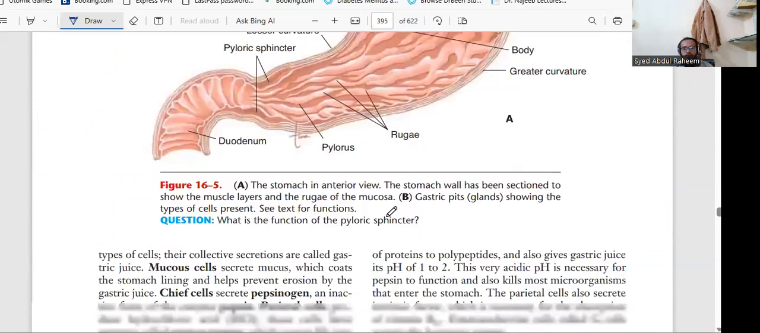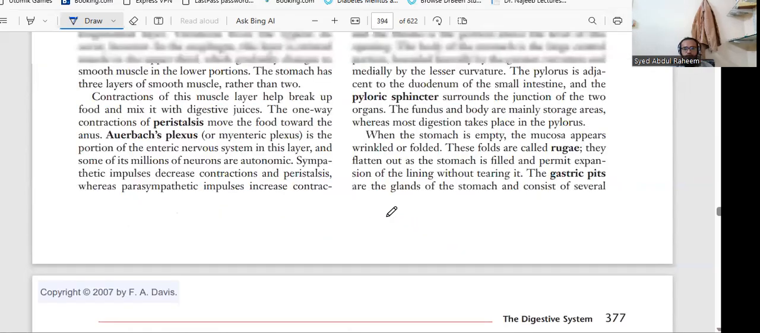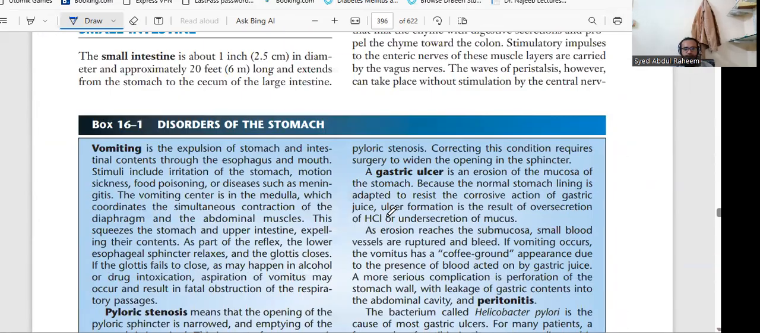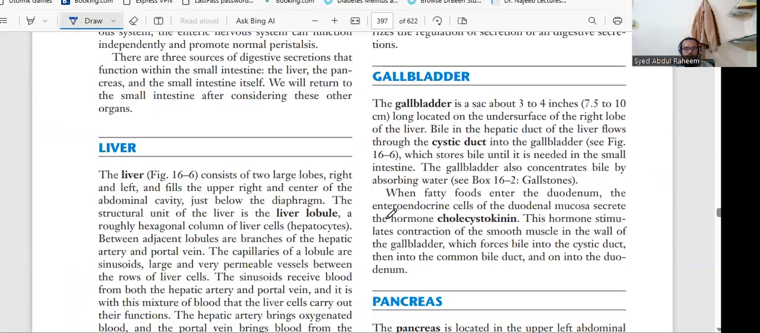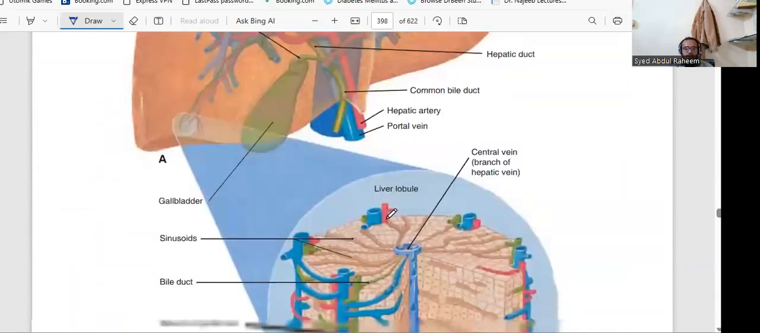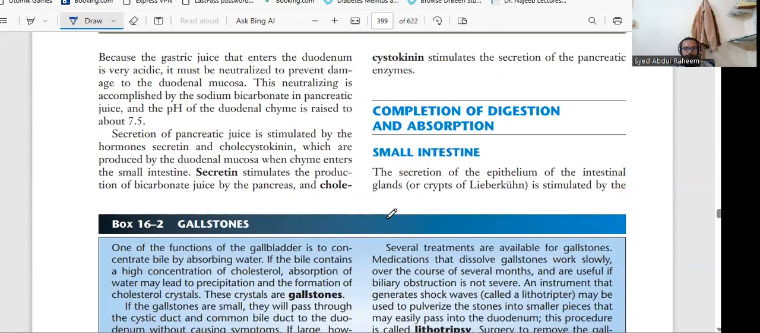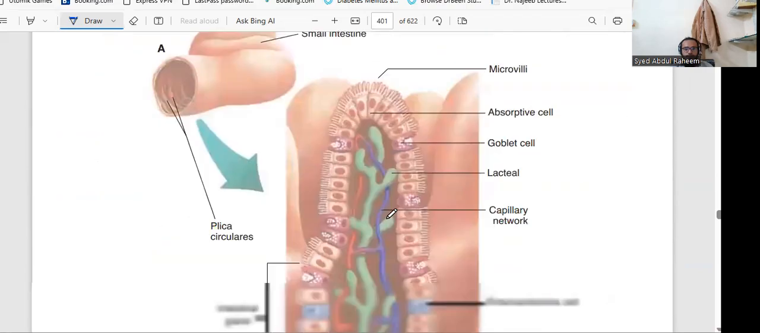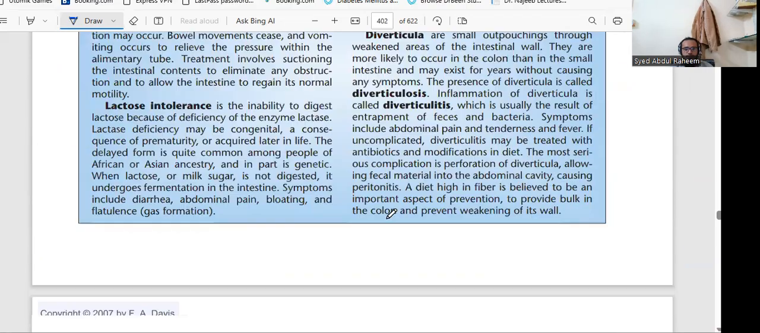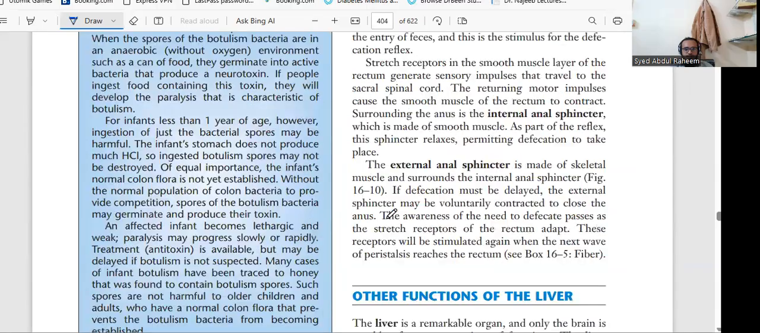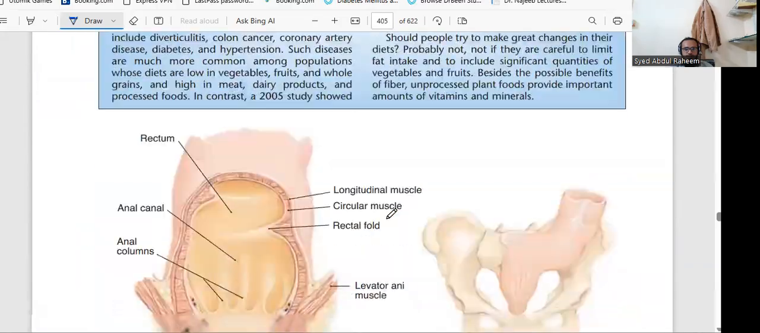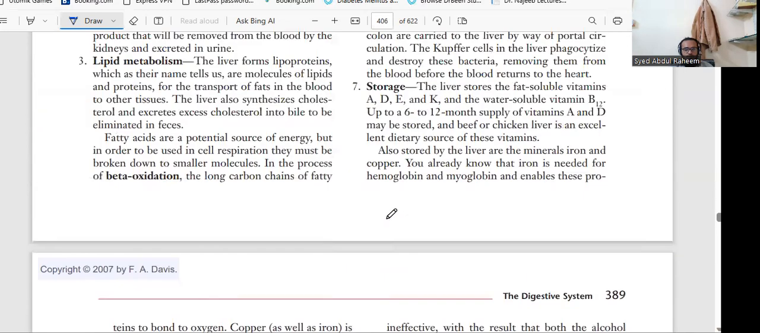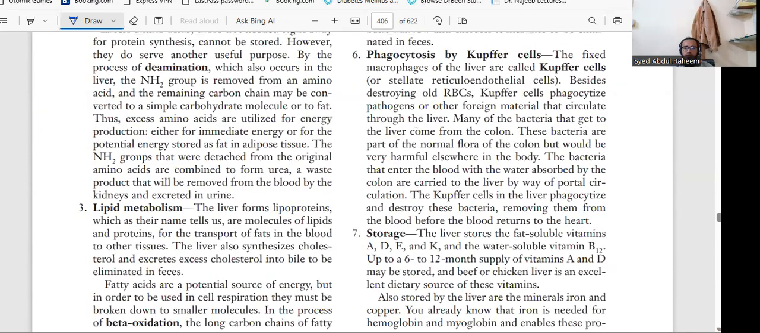We will discuss the stomach in detail tomorrow. Next, we have the small intestine, liver, gallbladder, pancreas, and absorption in the small intestine, and how it happens in the large intestine. We will discuss all those things in coming classes. So any doubt you can ask.